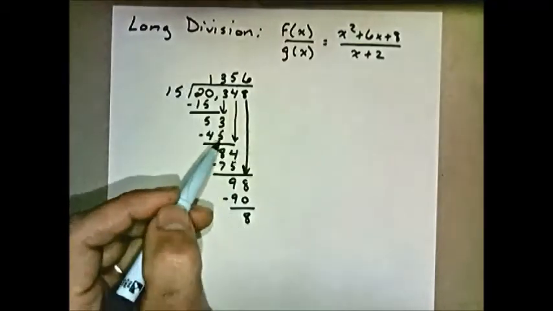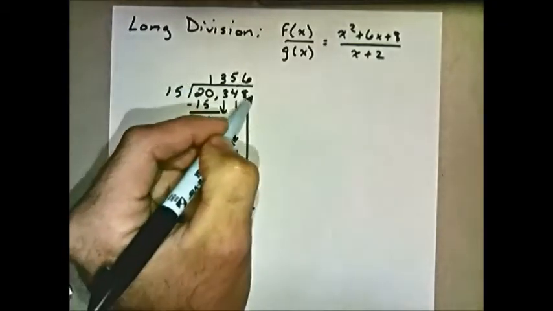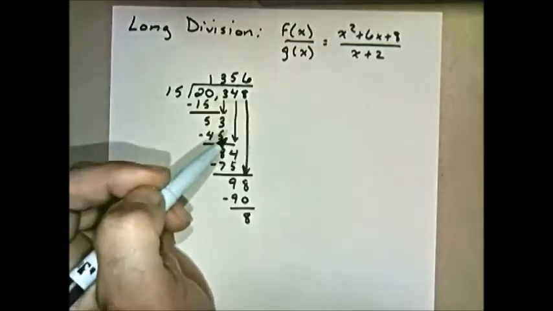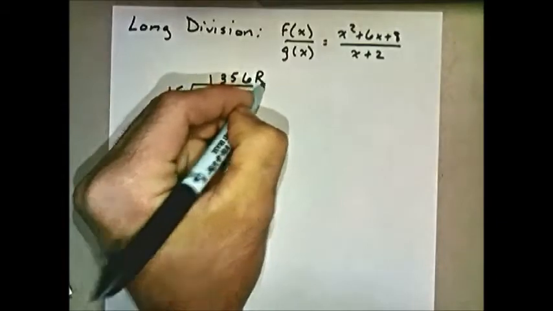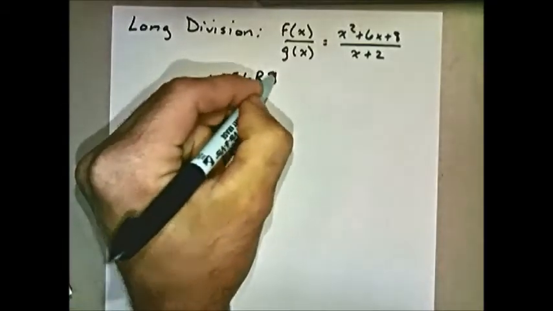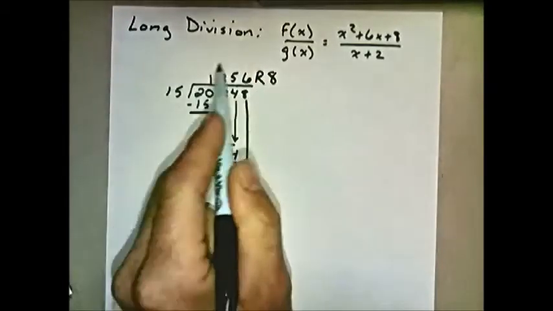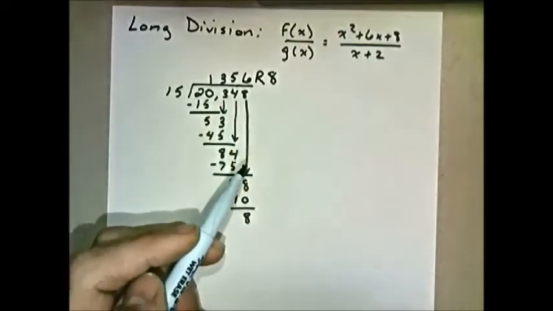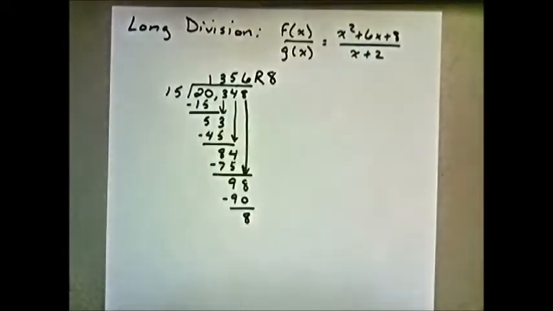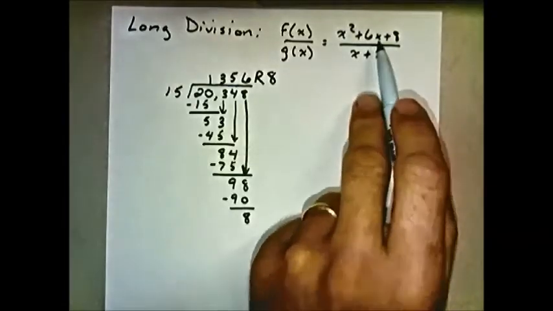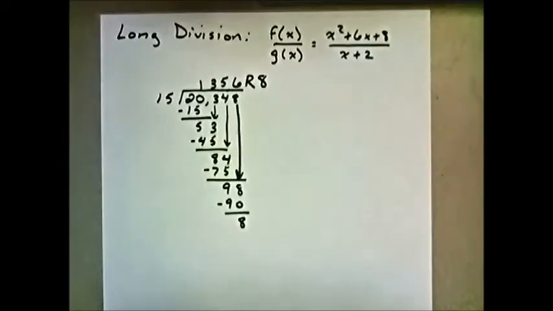Now, as you got older, you added decimal places and added zeros. When you were young, we simply put an R with our remainder. And that's actually the way we're going to leave it so that we can use it for our polynomials. So let's go ahead and look at dividing these two polynomials using long division.